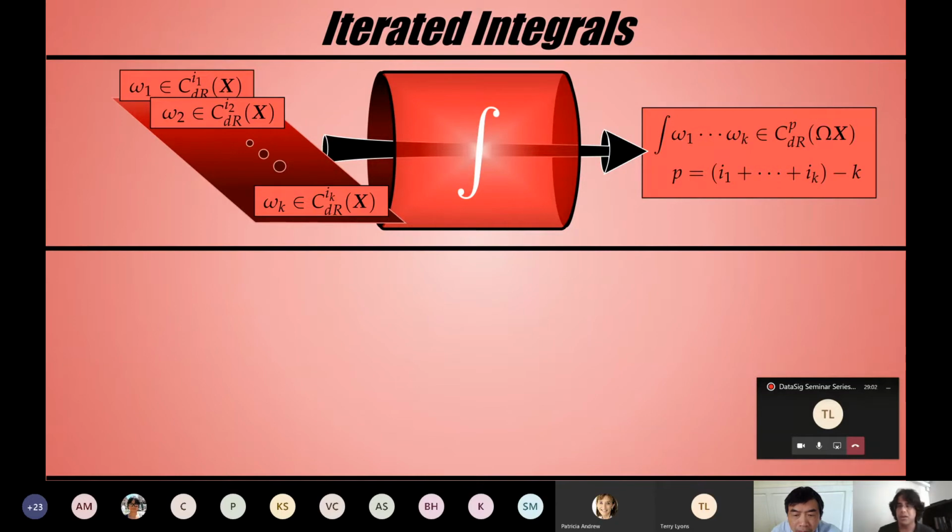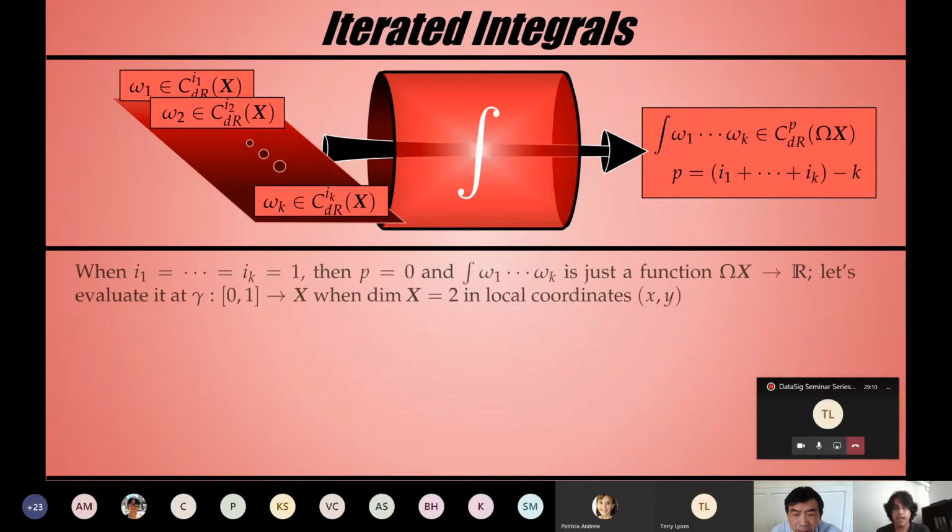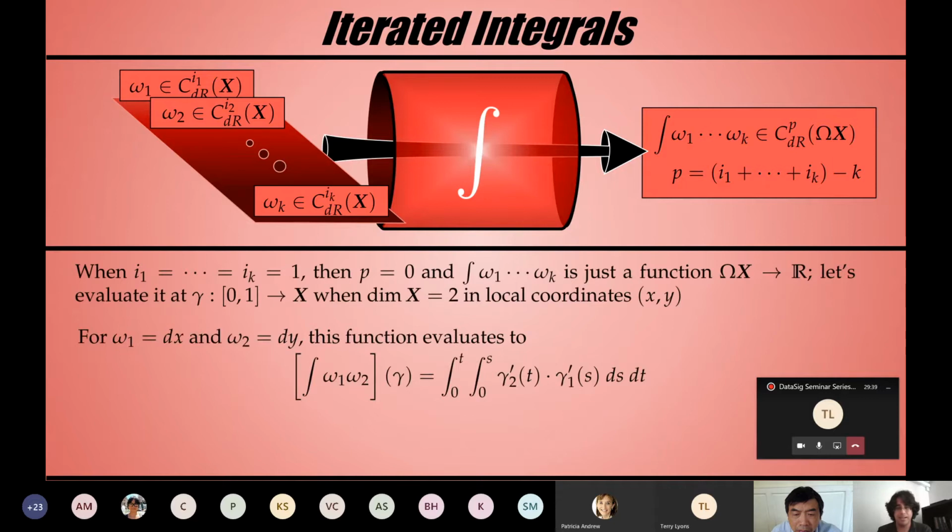Now, in general, this is going to be a complicated object, of course, because i1 plus blah, blah, blah, ik minus k could be a large number. But there's a miracle that happens when all of these things that you fed in are one-forms, because you add up k, then you subtract k, so you get a zero-form. And a zero-form is nice. It's just a function on the loop space. And you can evaluate it at any point in the loop space, which looks like a map from [0,1] to X, so that gamma of 0 equals gamma of 1. And in local coordinates, it looks like this.